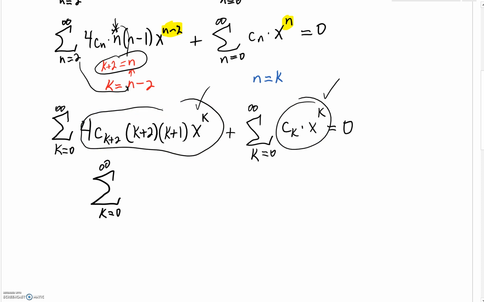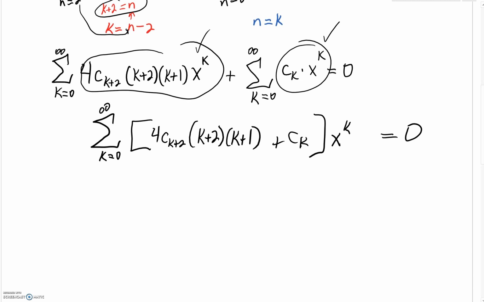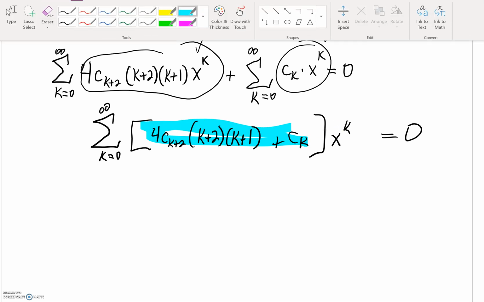I'm going to factor that out, and we're going to be left with 4c sub k plus 2 times k plus 2, k plus 1. And then we'll say plus c sub k. And of course, we've got x to the k out here. And this is a wonderful step right here where you can hopefully notice, look at this right-hand side. No matter what you have for a power of x, there's a 0 in front of it. So you know what you're really saying is this thing right here has to equal 0.